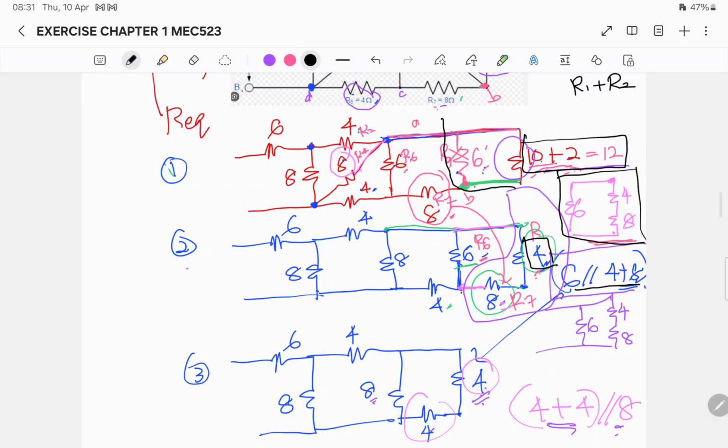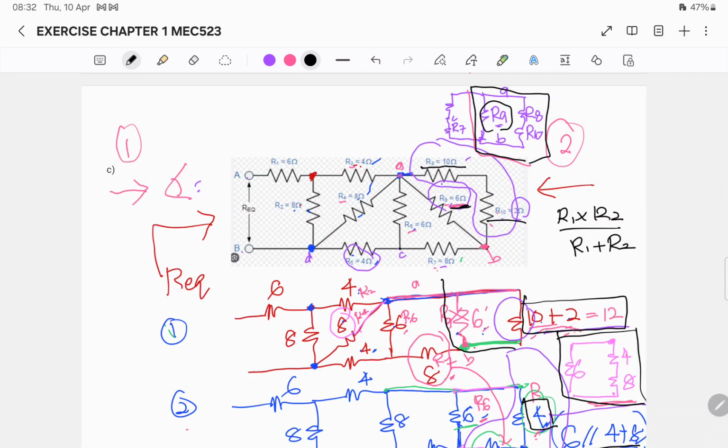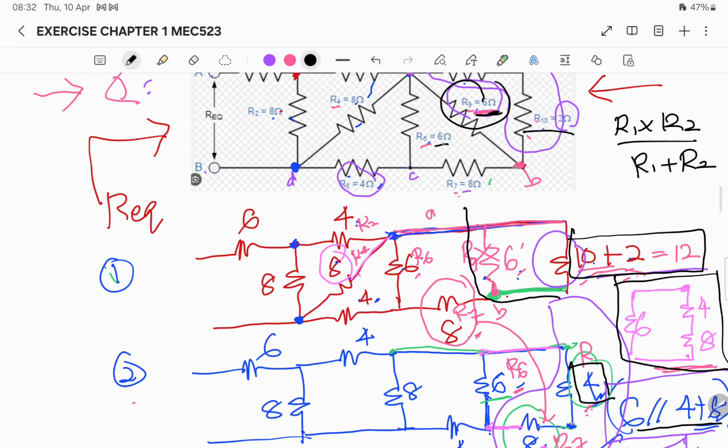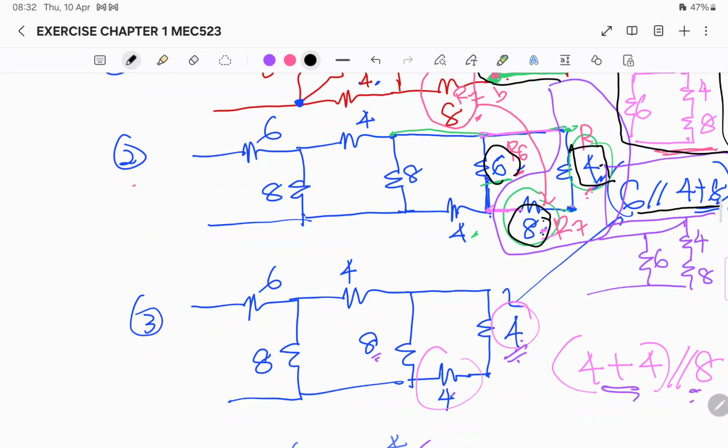So redraw up to the front. Why? Every time you simplify, you need to redraw. Because if you don't redraw, you can't see which ones will be series and which will be parallel after that. So you must do it one by one. So we have solved R8, R10 and R9. What remains is R5, R6 and R7, the 6 and 8. From here we know that 4 and 8 becomes like this. That's why you must redraw; otherwise you can't see it.